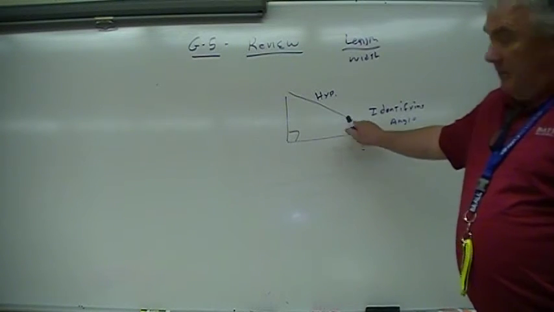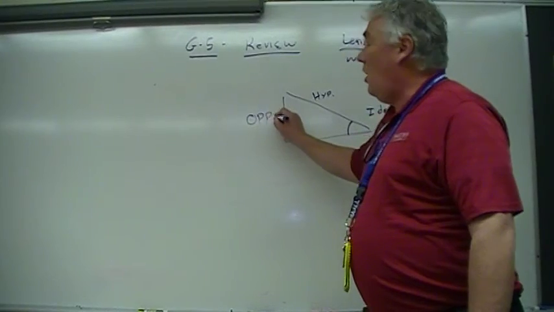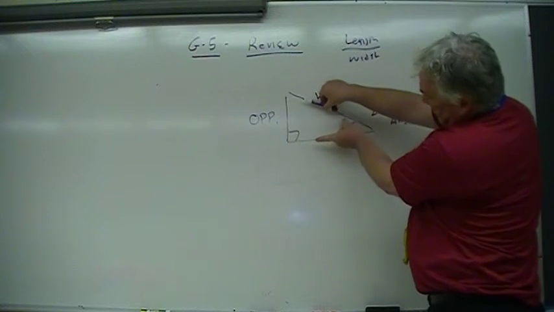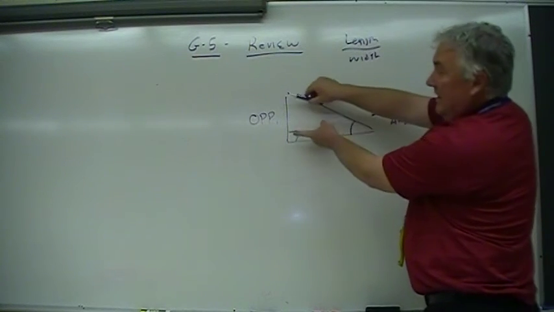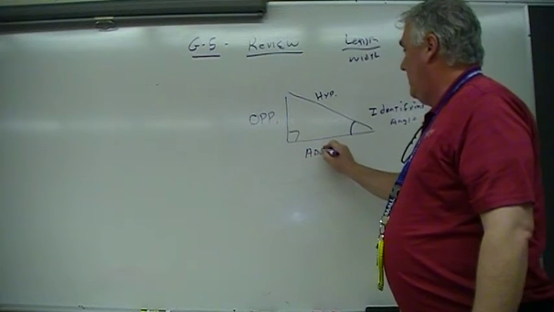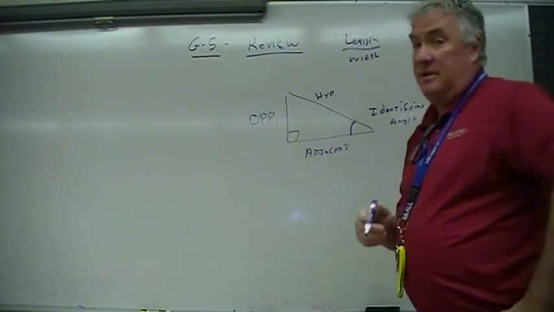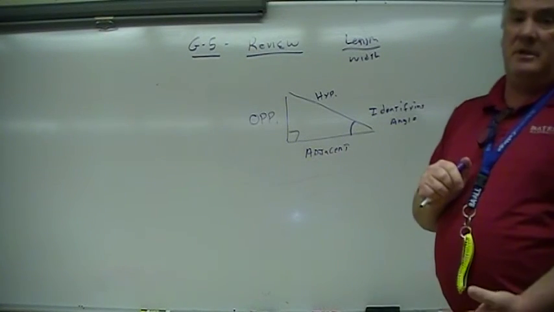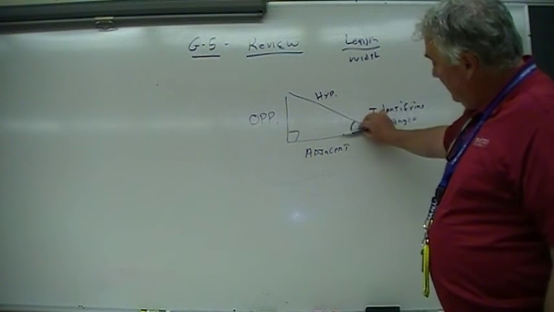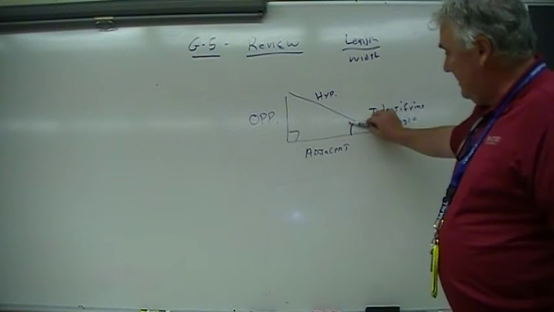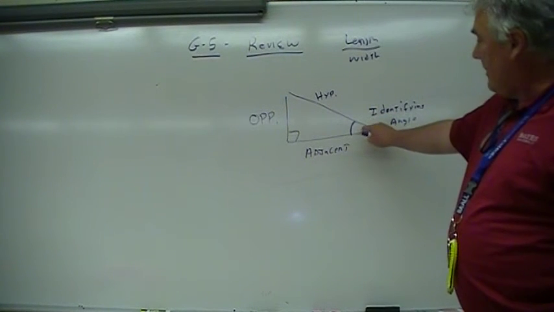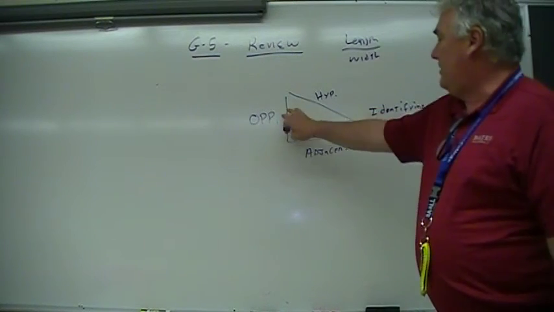Based on this angle, this is our opposite side. This angle makes this side, and this is the opposite side. And this is considered the adjacent side. If two things are adjacent, they're next to each other. So the adjacent is the one that kind of makes part of this angle with the hypotenuse. Okay? So that's the identifying angle, opposite, adjacent.